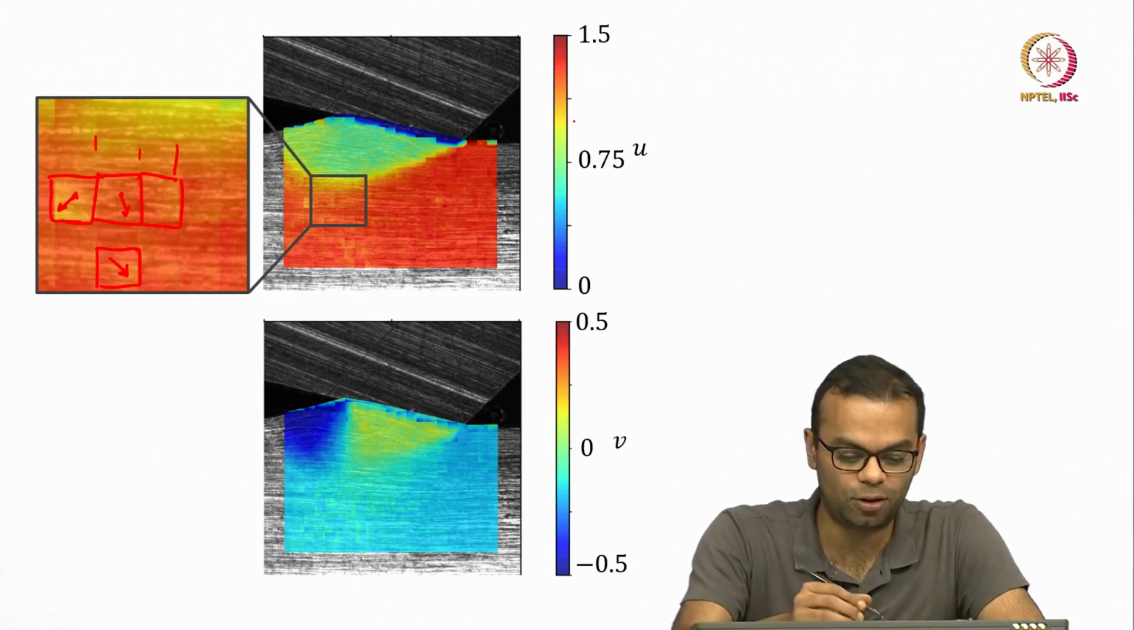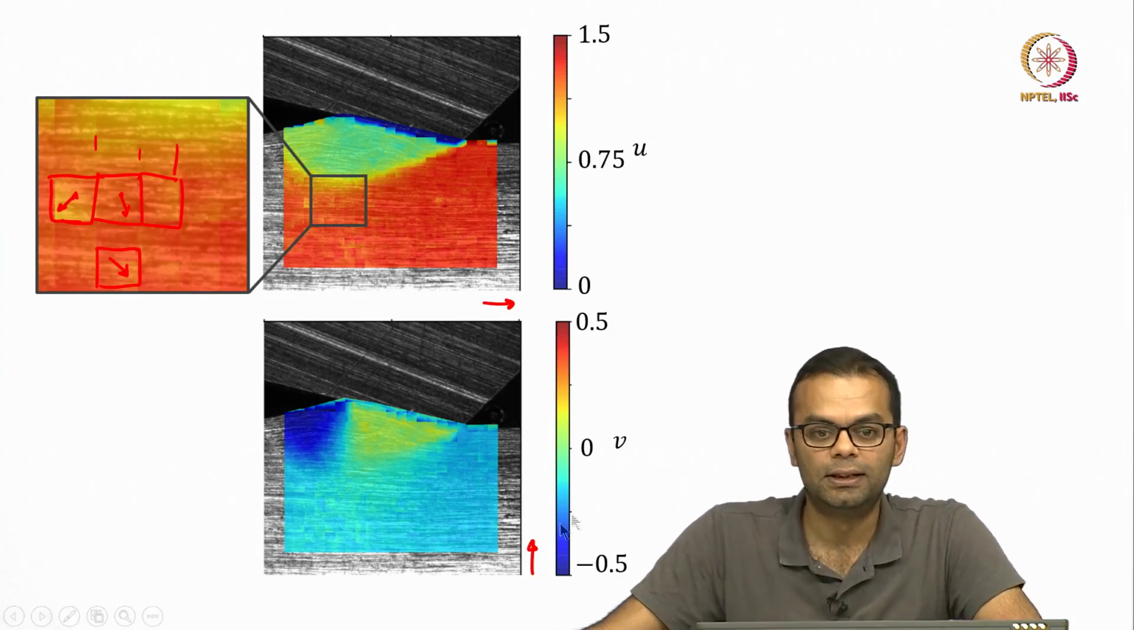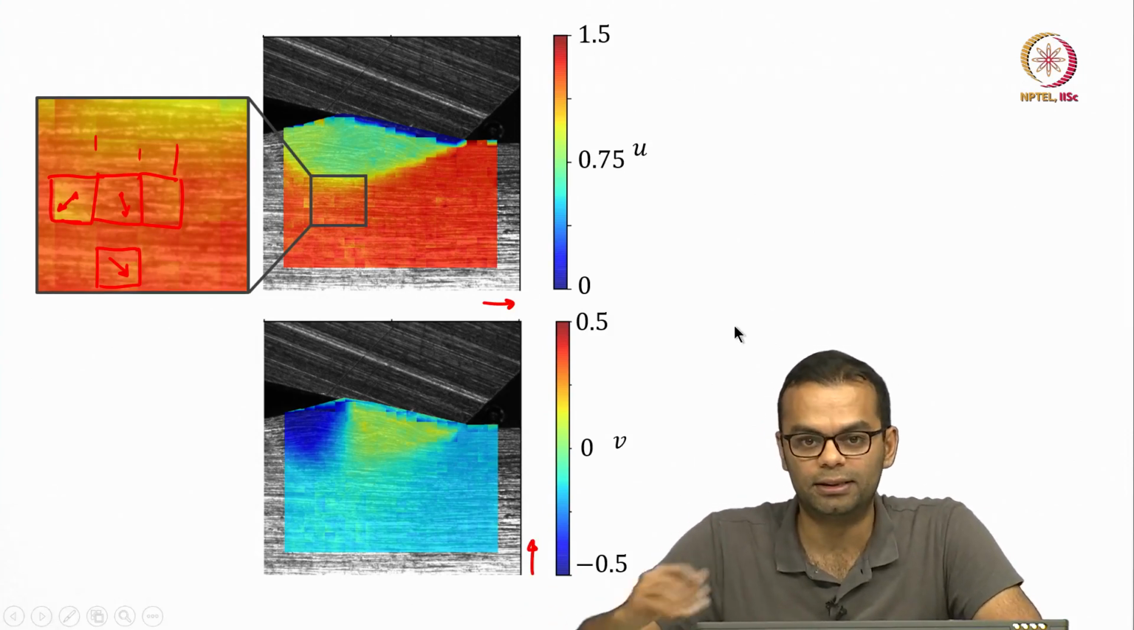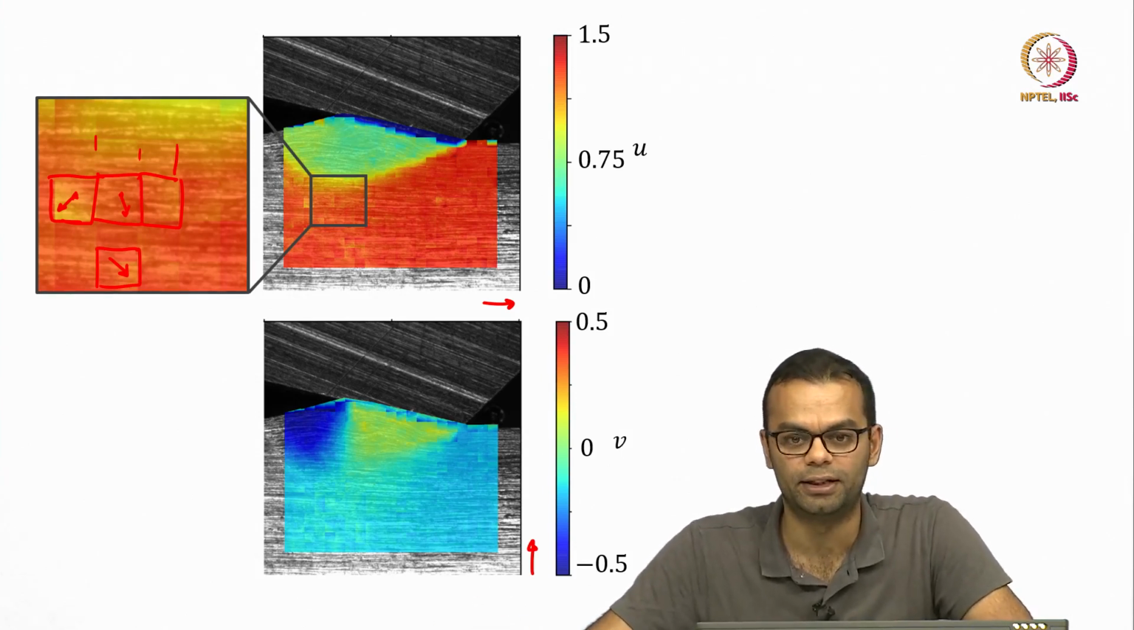This is of course the x component, u is the x component and v is the y component and they are all normalized. The scale bars are in pixels. So, it does not matter what the exact value is as long as you can see the variation for now.